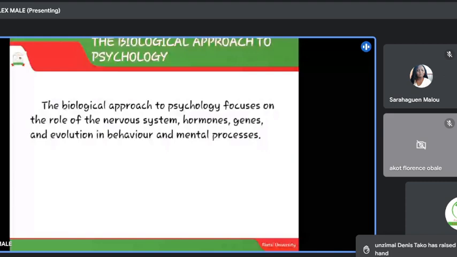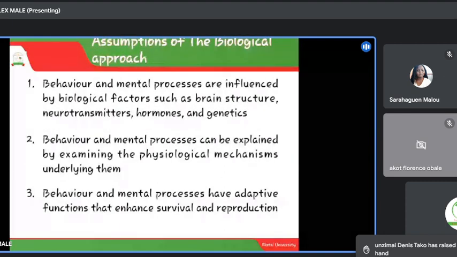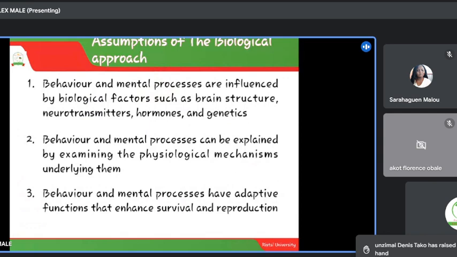You can see some of the hormones, genes, and then evolution in behavior and mental processes. Secondly, it says that behavior and mental processes can be explained by examining the physiological mechanisms underlying them. You know, physiology deals with functionality of the body.